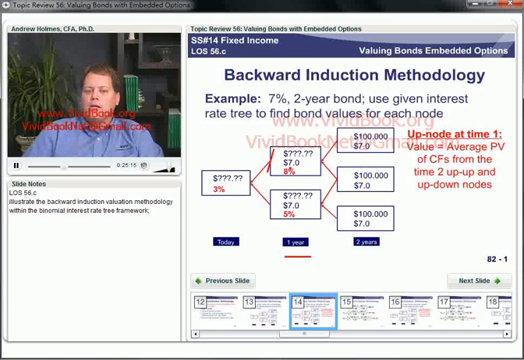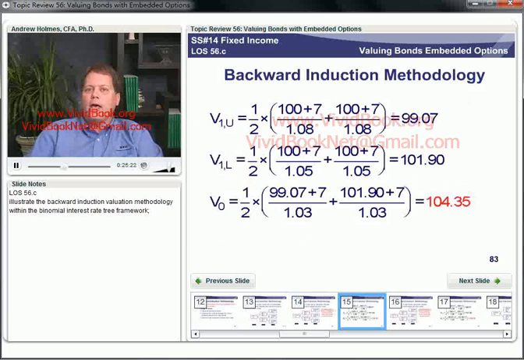All right. So when we look at the valuation, in the up node at time 1, we had a 50% chance of getting 107, a 50% chance of getting 107. We're going to multiply by a half, right? That's because they're each equally probable by assumption and always so under the binomial interest rate model.